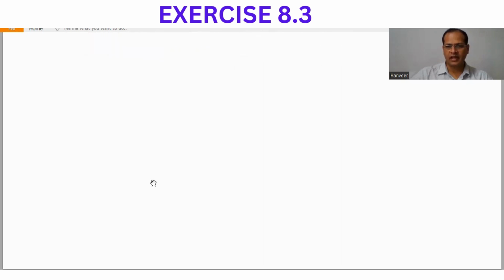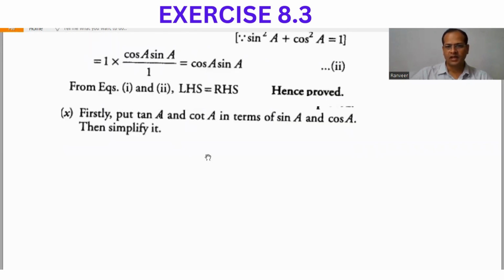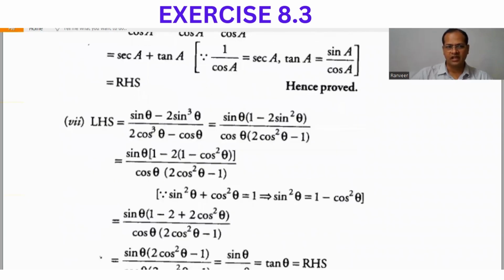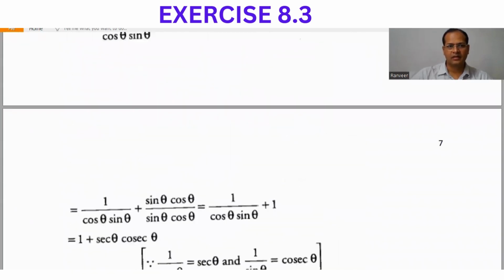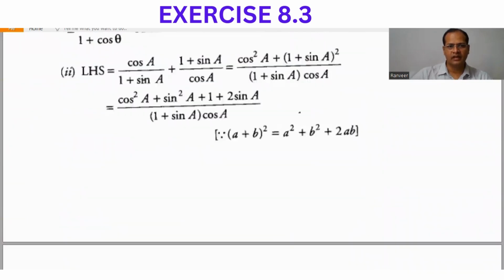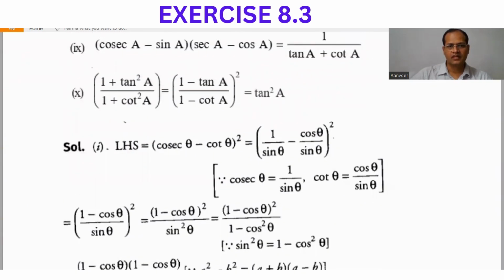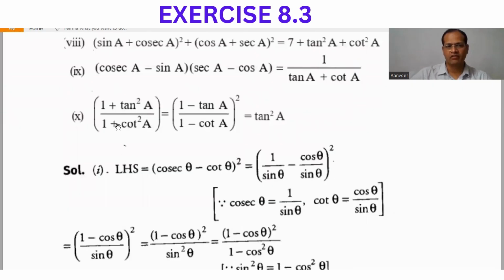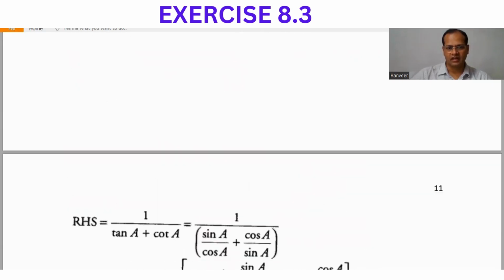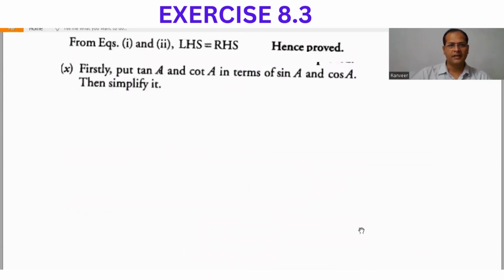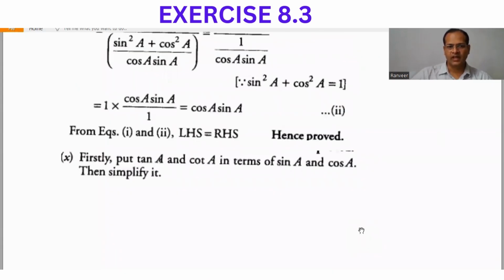Now question number 10th. Now in the question number 10th, if you will see all the calculation we did, same process, 1 plus tan square A, 1 plus cot square A, just we have to do the calculation by sin A and cos A, and we got the result. Okay. So in this way, we can find out all the values. Thank you.